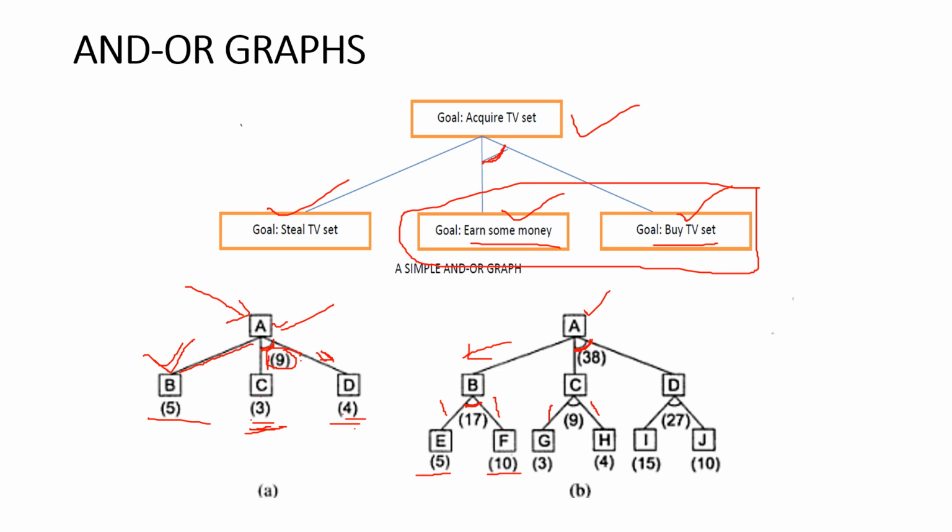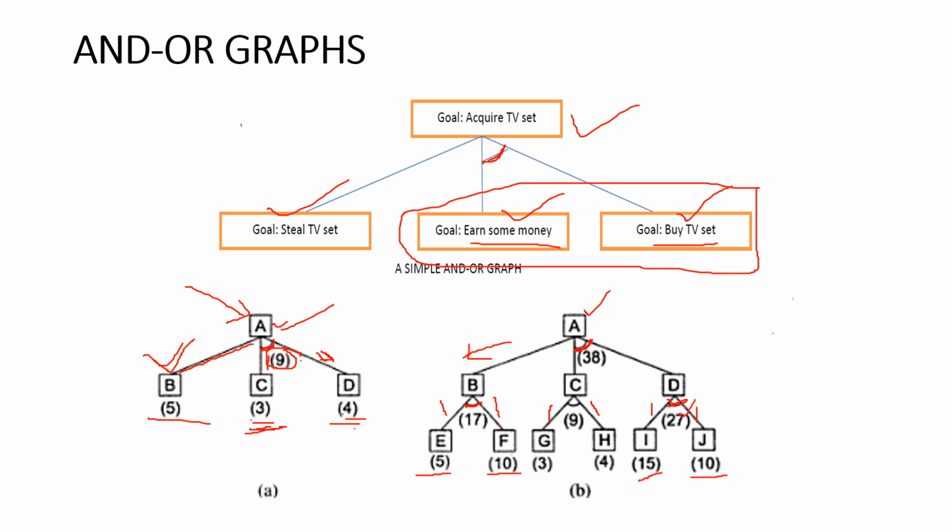So for solving D, we have two child nodes I and J. There is an AND, so we have to solve both. So I heuristic is 15, J heuristic is 10. So it will be 25. Then we have g of n 1. Here also g of n 1. Then we have total 27.